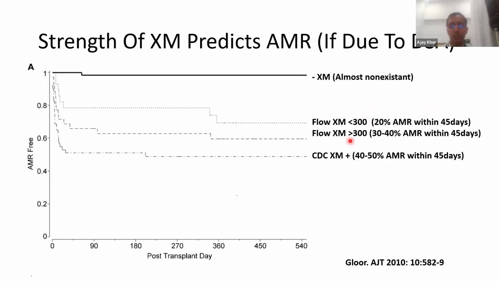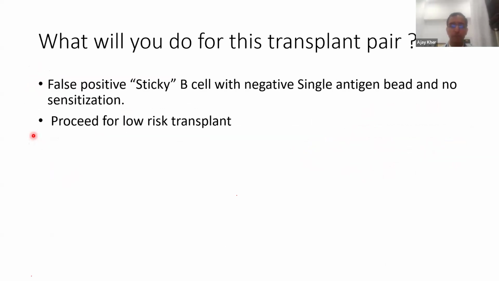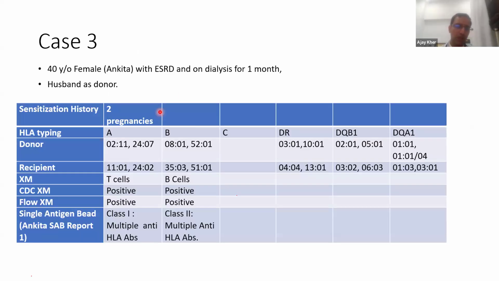If your flow crossmatch is strongly positive, it's 30 to 40% within 45 days. And if you have a CDC crossmatch which is positive, there is a 40 to 50% risk of antibody rejection within 45 days. So that is something that these crossmatches do tell you, as long as we know that the anti-HLA antibody, the donor-specific antibody, is the cause of the crossmatch being positive. So for this patient with the negative single antigen bead and no sensitization, we are pretty reassured that this is a false positive. We move forward and we can do the transplant.